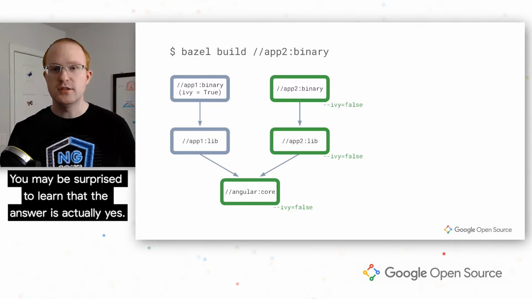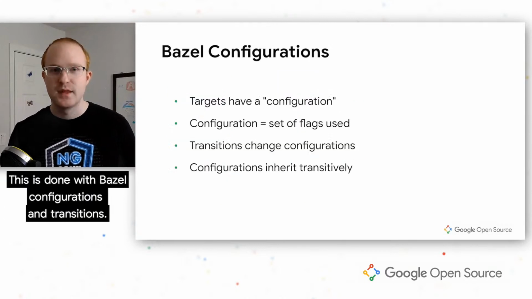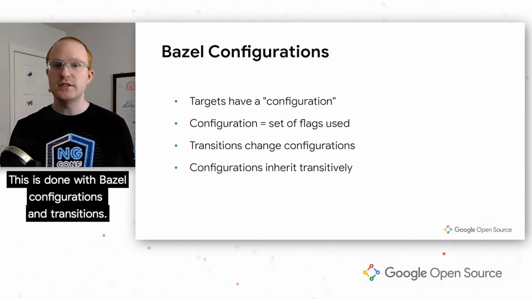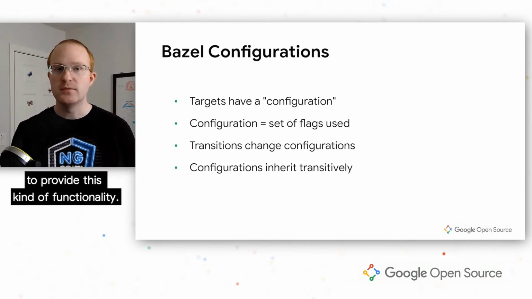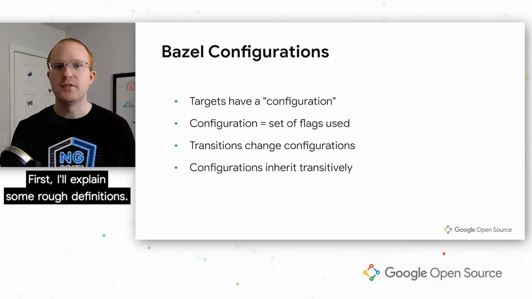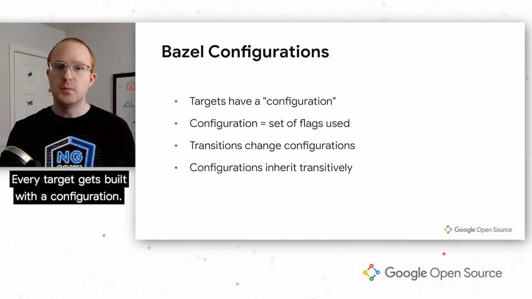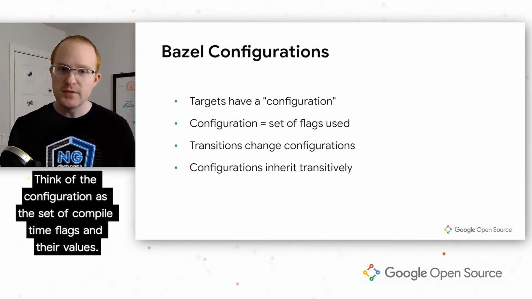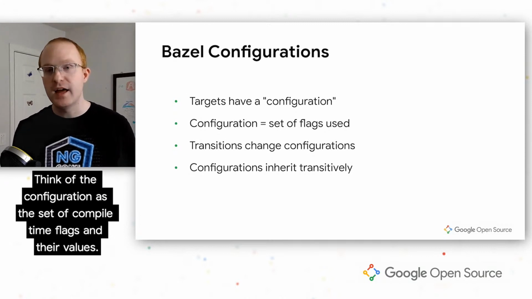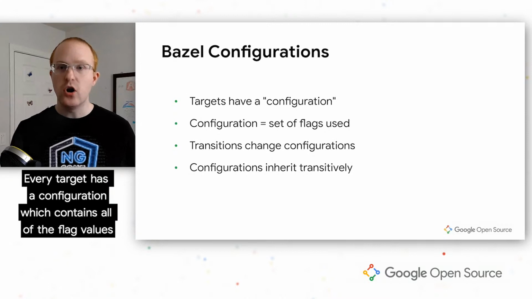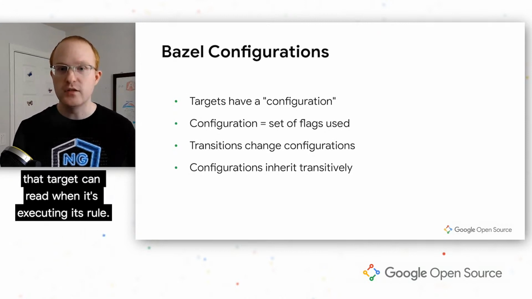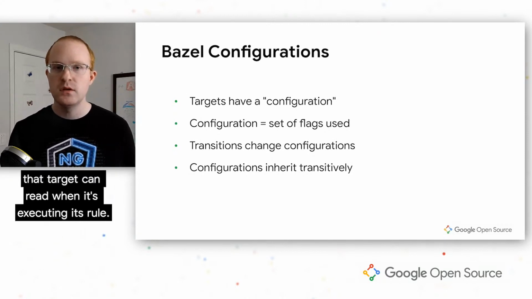You may be surprised to learn that the answer is actually yes. This is done with Bazel Configurations and Transitions, which are the way in which we're able to configure builds to provide this kind of functionality. First, I want to explain some rough definitions. Every target gets built with a configuration, and you can think of a configuration as the set of compile time flags and their values. Every target has a configuration which contains all of the flag values that target can read when it's executing its rule.